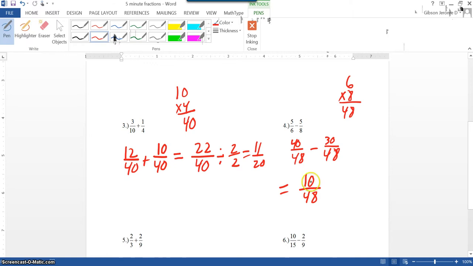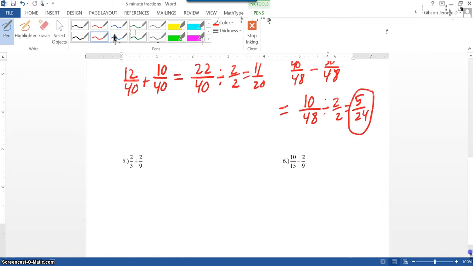Now if you notice here, we both have even numbers here. So we could divide them by 2. 10 divided by 2 is 5. And 48 divided by 2 is 24. Now 5 and 24 have nothing in common. So that would be our final answer.